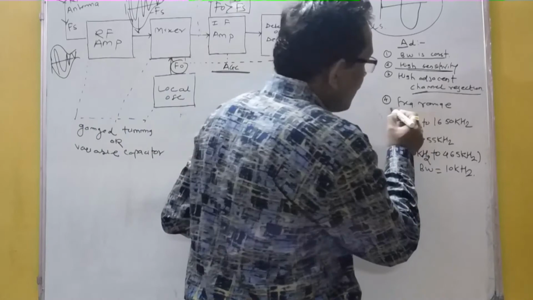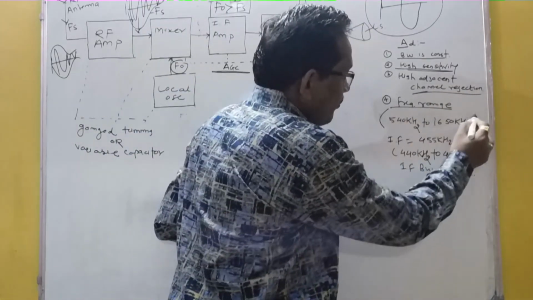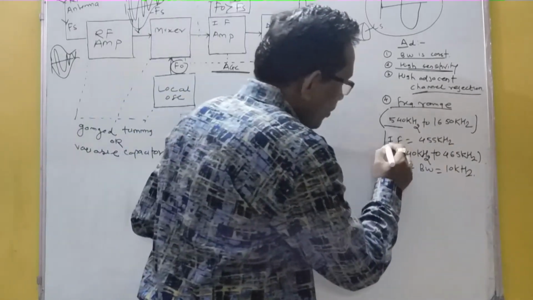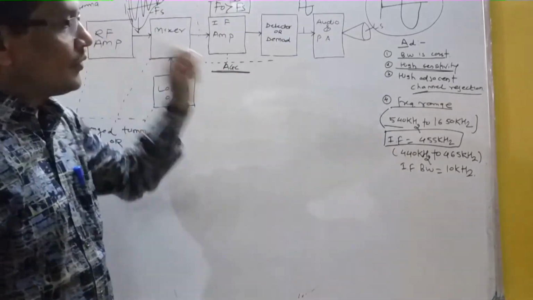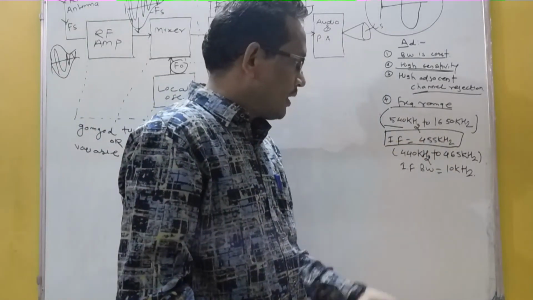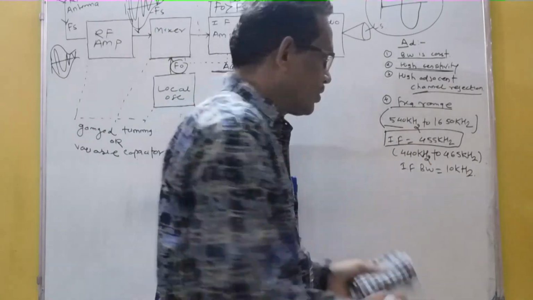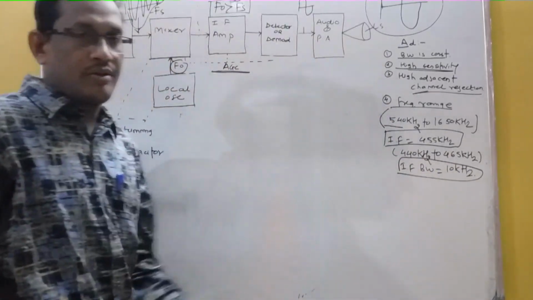Then these are some frequency ranges of the AM signal. The AM signal frequency range is from 540 kHz to 1650 kHz. This is the typical value of intermediate frequency, that should always be constant, as already discussed here. That is 455 kHz, and typical value range 440 kHz to 465 kHz. This is called intermediate frequency bandwidth, which is always 10 kHz. So this is regarding the super heterodyne receiver.